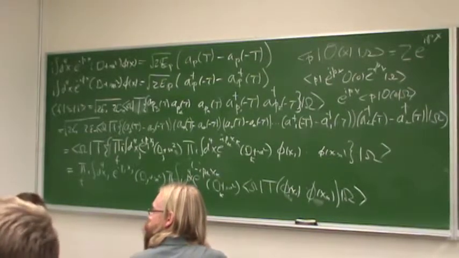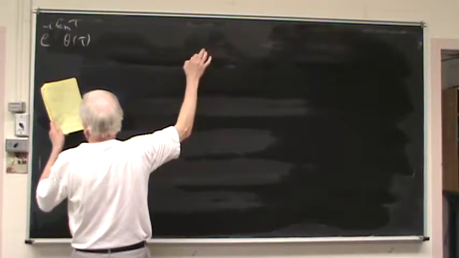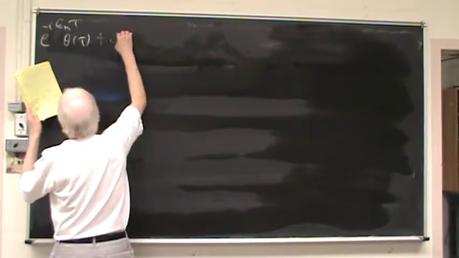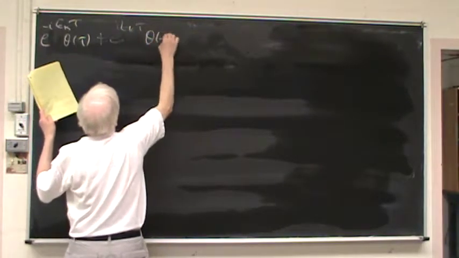All right, now let's see what we can do with this. It's still damp, but I'll shoot it go. e to the minus i ek tau, theta of tau. I'm going to try to prove this, and oh, this is a plus sign. Plus e to the i ek tau, theta of minus tau.